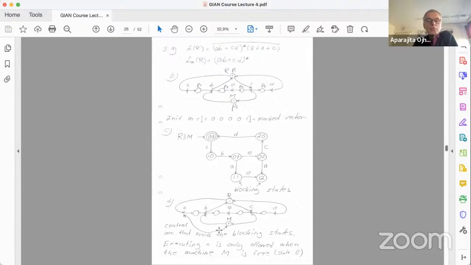And this is very simply fixed and avoided by introducing this control arc, because A is only allowed when the machine is idle. So this is a control arc that avoids the blocking state. Executing A is only allowed when the machine M is free in state 0. And once again, this was a situation which I hadn't realized before, but I found that example in an interesting book.